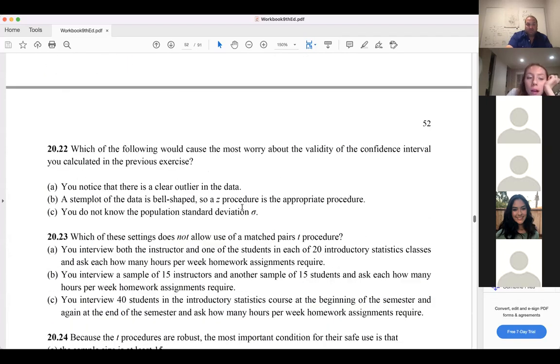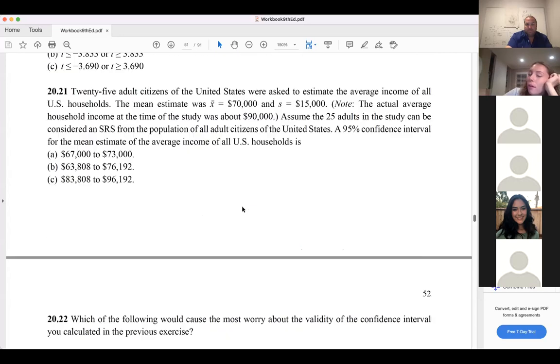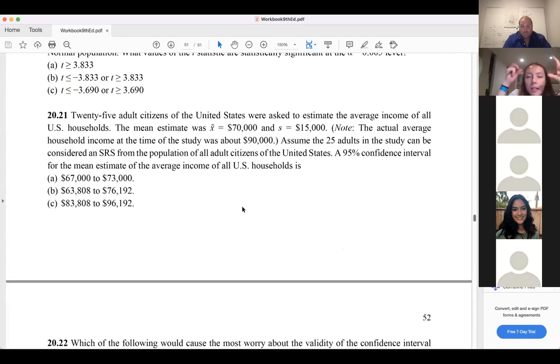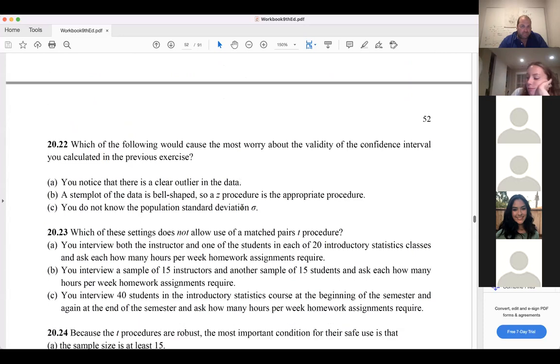Very nice. Could you explain why we wouldn't use what it says in parentheses, the actual? Oh, that's just saying that they made up these numbers for the problem, but that the actual value is 90,000. But that's not the problem, the problem is the 70,000. Just in real life, it's 90. That's what they meant by that. Does that make sense? Yeah. Okay.